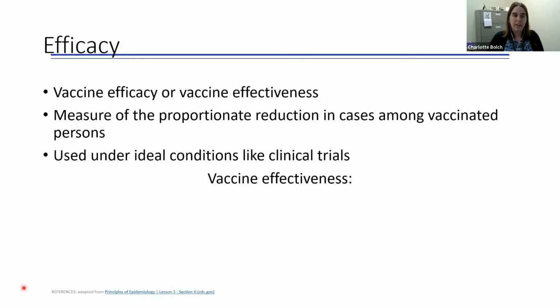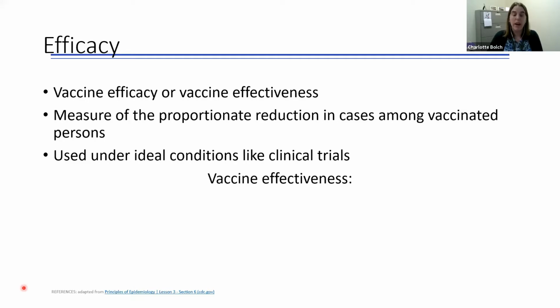Next, we're going to briefly go over efficacy, in particular vaccine efficacy and vaccine effectiveness. This is a measure of the proportionate reduction in cases among vaccinated persons. You've seen this very commonly reported throughout the media, and it has been a common outcome reported in a lot of the vaccine trials. Efficacy can only be reported under ideal conditions like clinical trials.